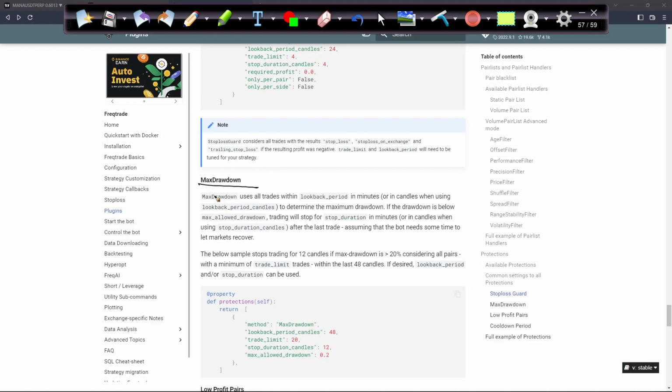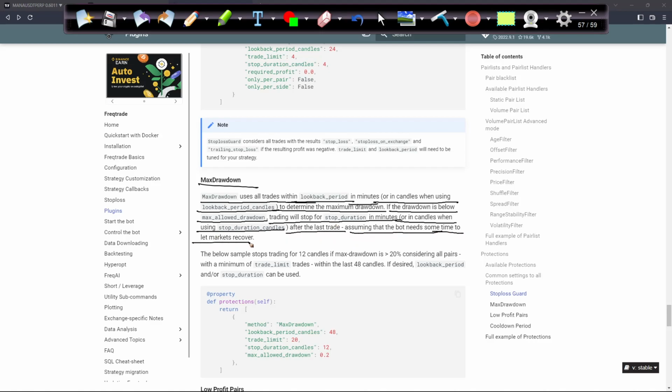Now we have maximum drawdown protection. Maximum drawdown uses all trades within look back period in minutes, or in candles when using look back period candles, to determine the maximum drawdown. If the drawdown is below maximum allowed drawdown, trading will stop for stop duration in minutes, or in candles when using stop duration candles, after the last trade, assuming that the bot needs some time to let markets recover.